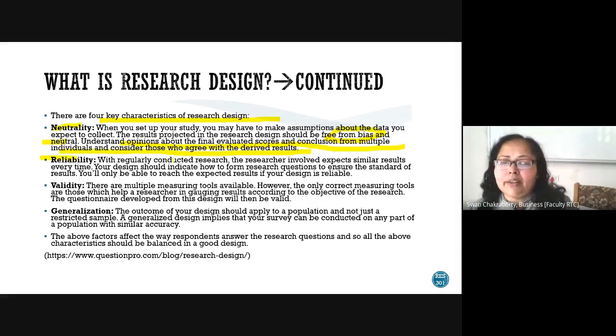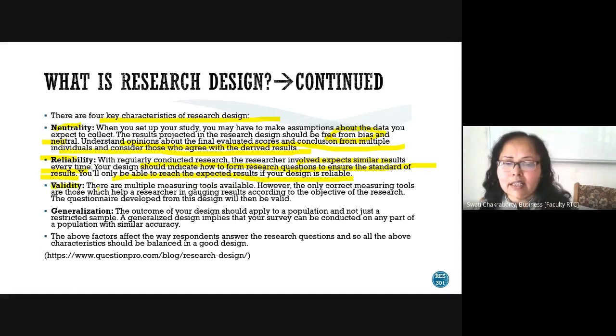Reliability. While you're regularly conducting research, the researchers involved expect similar results to happen every time. Okay, so your design should indicate how to form research questions, which would help you to ensure the standard of results, right? So you'll only be able to reach the expected results if your design is reliable, trustworthy.